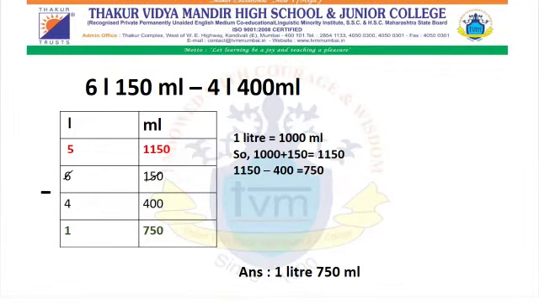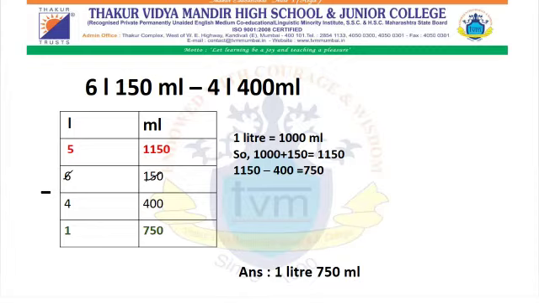We saw addition. Now let us see a few subtraction sums. Here you have 6 liters 150 milliliters minus 4 liters 400 milliliters. So again drawing the columns of liter and milliliter and arranging the figures, you have 6 and 4 in the liters place and 150 minus 400 in the milliliters place. Now starting the subtraction from the milliliters place, you can see that you cannot subtract 400 milliliters from 150 ml.